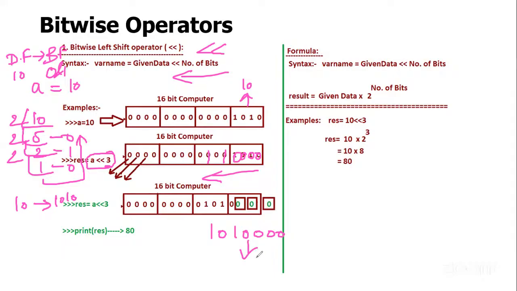But this should be converted back to decimal format system. How can you convert it back to decimal format system? You reverse it.